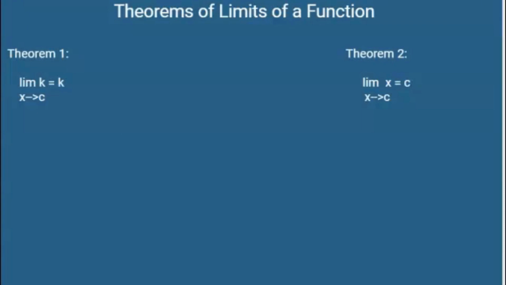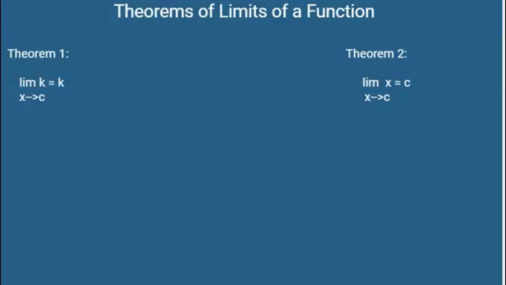Hi everyone! For this video, we're going to discuss the different theorems of limits of a function. So let's start with Theorem 1. Theorem 1 states that the limit of a constant is itself. So if k is a constant and you're asked to find the limit of that constant as x approaches a certain number c, the answer is the constant itself.